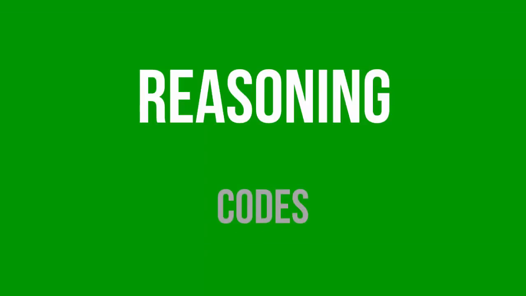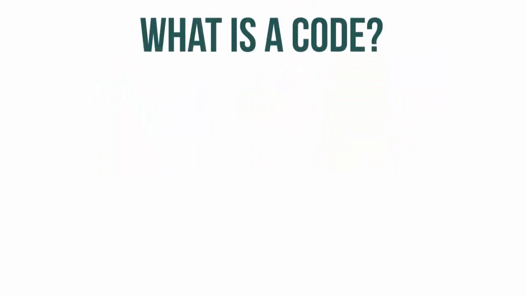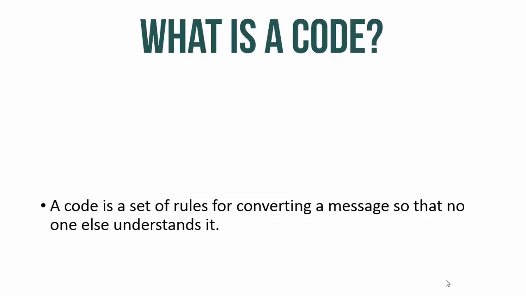One of the main categories of questions in the reasoning section of the IBPS is on coding. What exactly is a code? We're all familiar with the idea of coded messages in movies. When a hero wants to send a message to the heroine but doesn't want the villain to come to know what the message is, he writes the message in a code. Simply put, a code is a set of rules for converting a message so that no one else understands it.